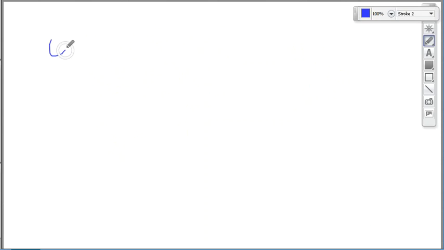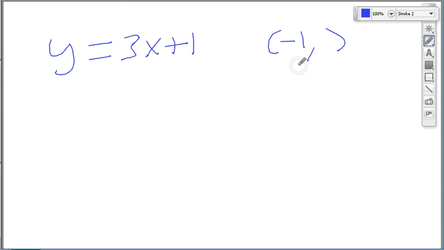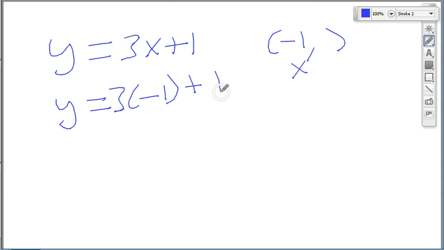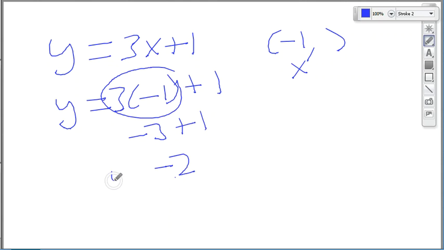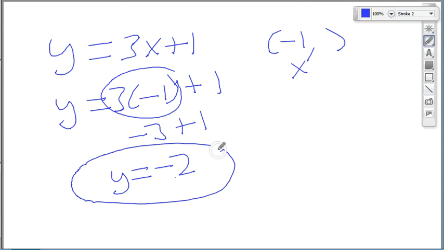Let's say I tell you that your x is negative 1. If I tell you that your x is negative 1, we can figure out what the y is. All we have to do is plug negative 1 in for x in our equation and then simplify. 3 times negative 1 is negative 3. Negative 3 plus 1 is negative 2. So when our x is negative 1, our y is negative 2.